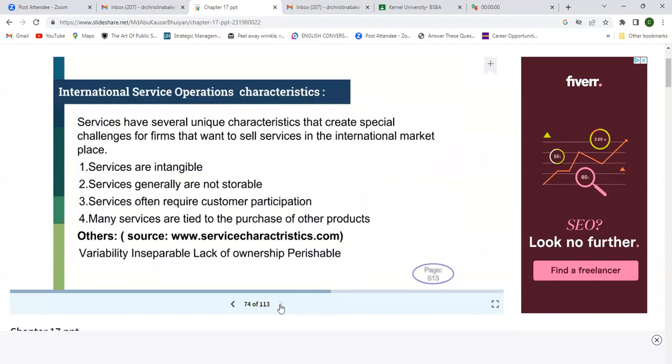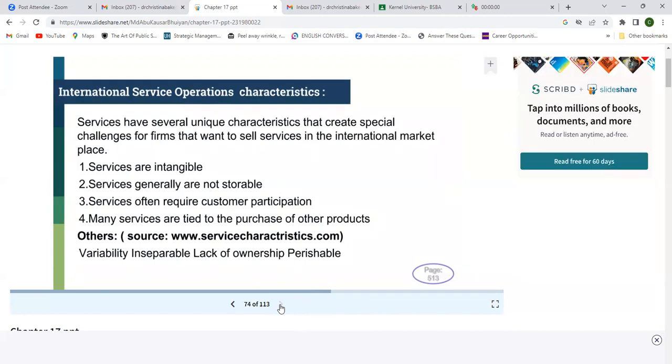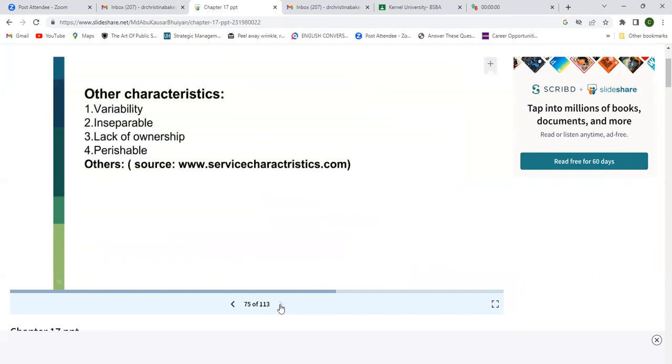Services have several unique characteristics that create special challenges for firms that want to sell services in an international marketplace. Services are intangible, and services generated are not storable. Services often require customer participation. Many services are tied to the purchase of other products. They are also variable, intangible, lack ownership, and are perishable.